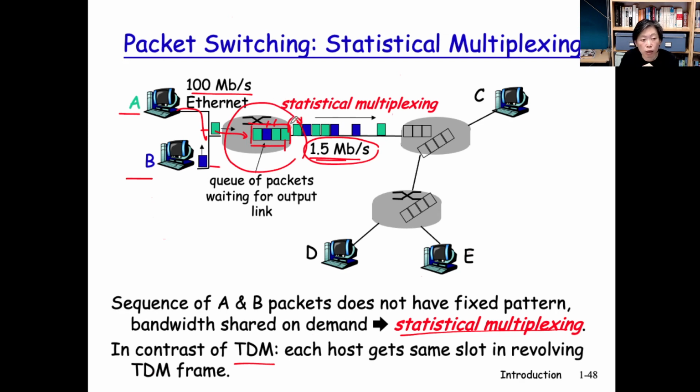But the transmission delay, the time it takes to go on this link, is always the packet size divided by what? 1.5 megabits per second. And we use the full link bandwidth. So transmission delay here is very easy to get.